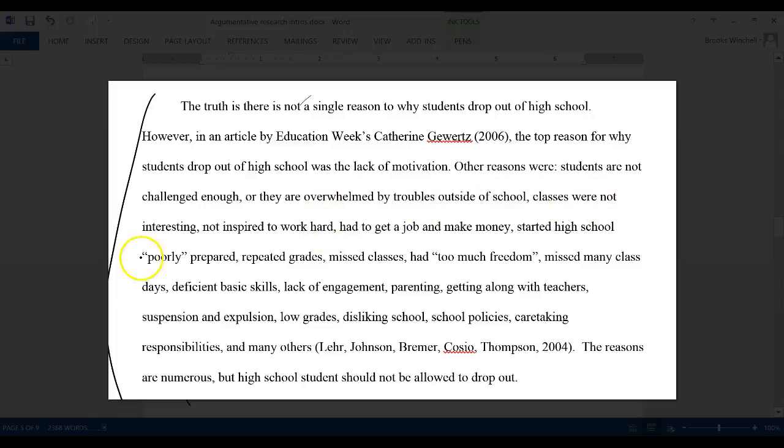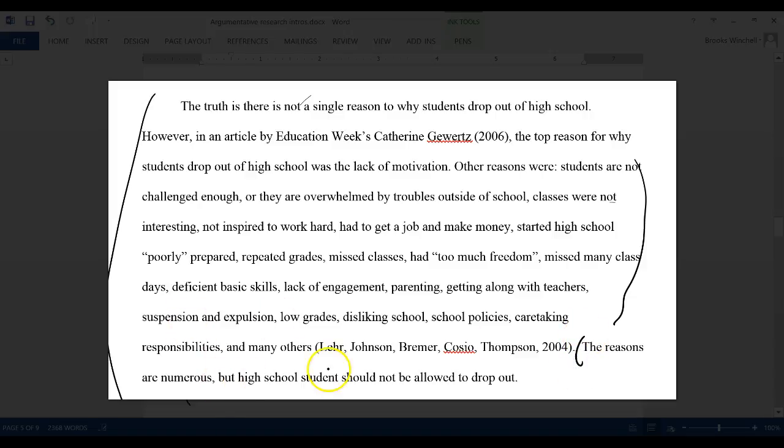Classes were not interesting, not inspired to work hard, had to get a job to make money, started high school poorly prepared, had too much freedom, missed many classes, deficient basic skills, lack of engagement, parenting, getting along with teachers, suspension, expulsion, low grades, disliking school, school policies, caretaking responsibilities, and many others." So here, this could probably be trimmed down a bit. There's a lot of reasons, but she's saying these are some of the reasons why they drop out, and then she moves into her thesis.